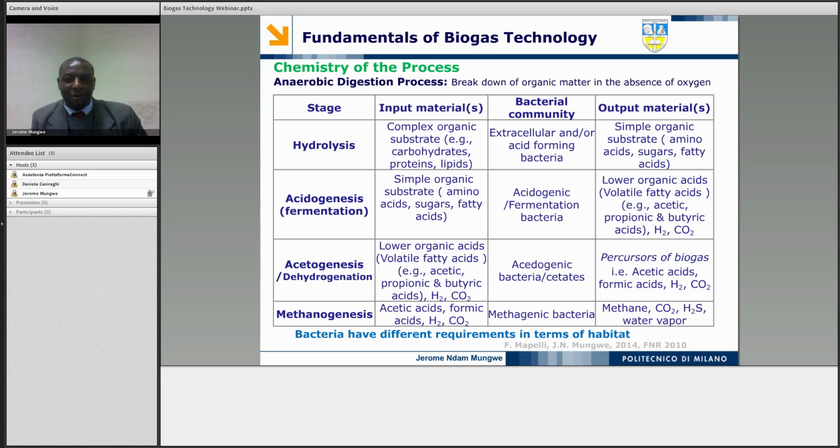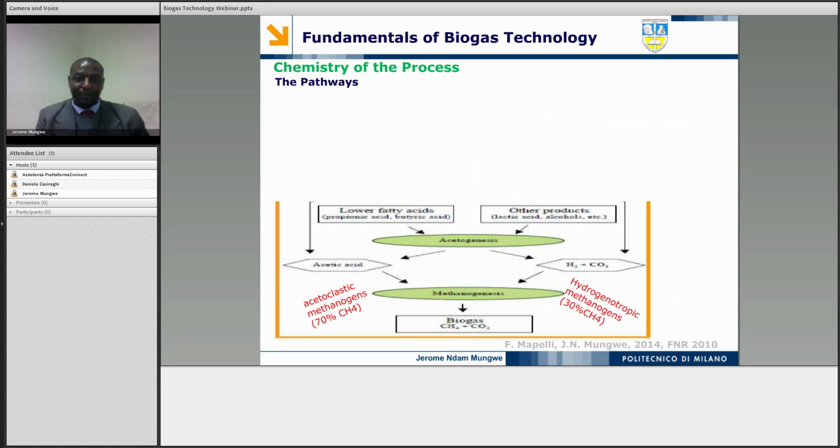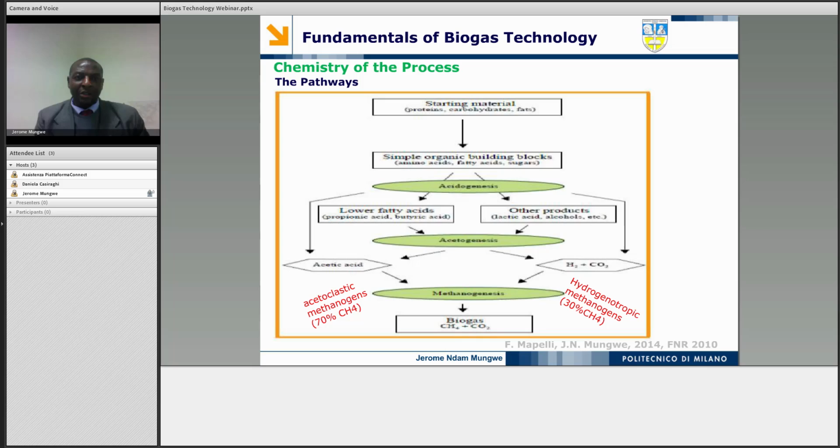From these four stages, we see that different groups of bacteria are involved. So it is a process that is coordinated by a consortium of bacteria. And each group of bacteria has different requirements in terms of habitat. So when we look at the four different stages, the final product is biogas.